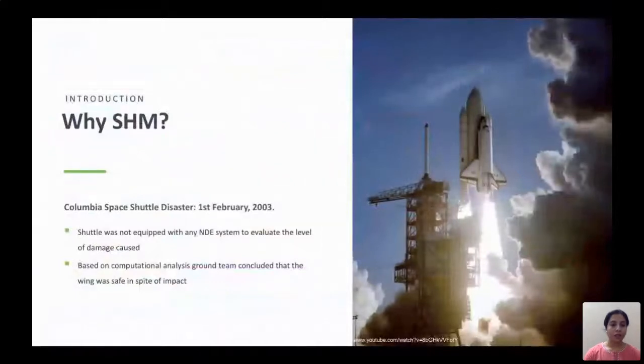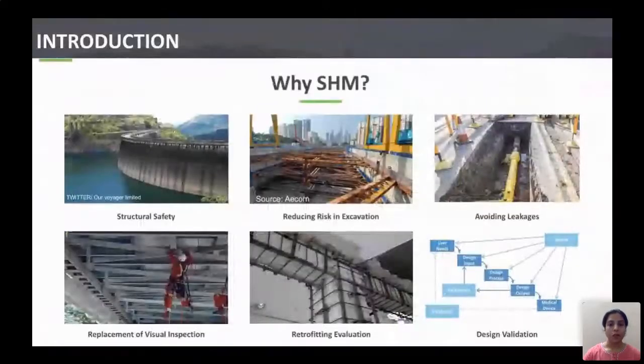See, the shuttle was not equipped with any NDE system. So just based upon the computational analysis, the ground team gave the go-ahead for the re-entry. So it shows that we really need NDT systems for the proper monitoring of the structures. So now we got the answer why we need SHM.